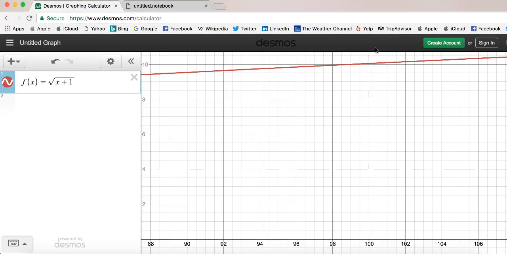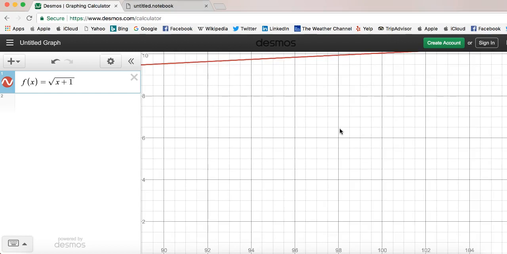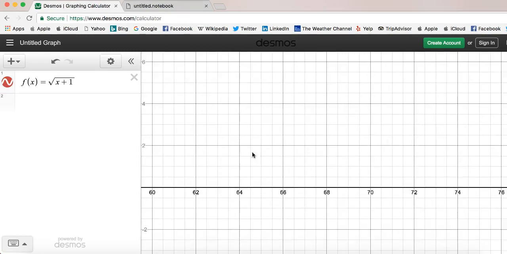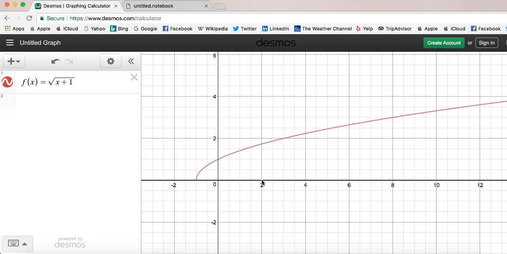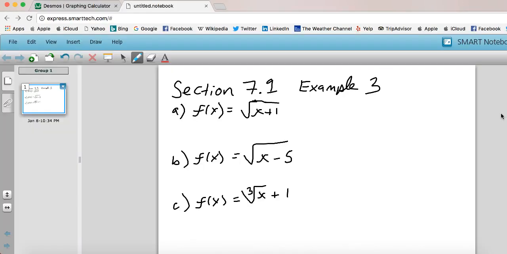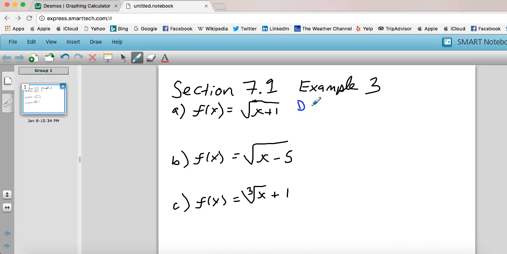So the way we want to say this is that the domain is all of the x values starting from -1 all the way to infinity. Let me show you how we represent that. You write D, like domain. It's going to start at -1 and go all the way to infinity.